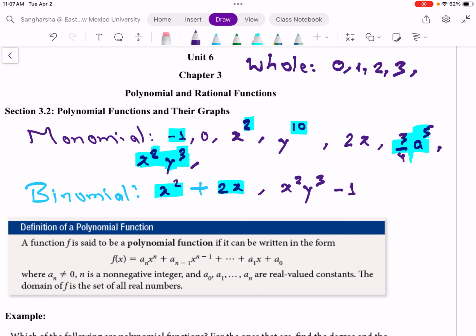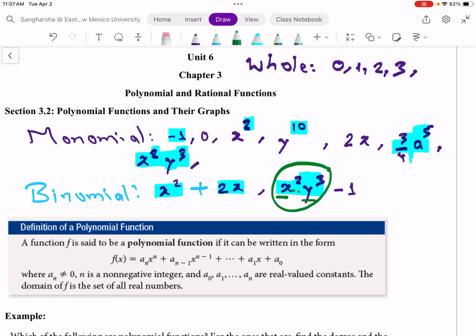Again, a binomial always has how many terms? 2 terms, and they have to be connected by plus or minus. Not the product, not the division, like here. Here we have the two variables x squared and y cubed, and these two are connected by a product. So this is not 2 terms, this is 1 term. x squared y cubed is a monomial, but x squared y cubed minus 1 is a binomial.